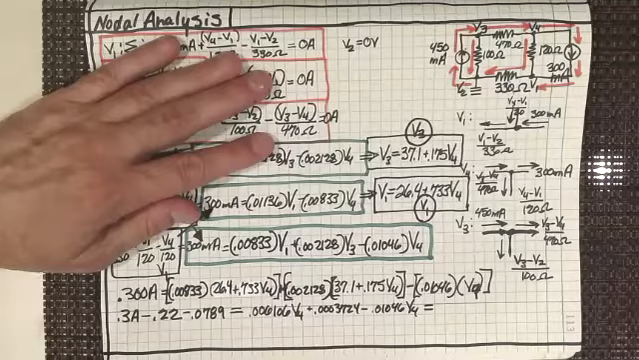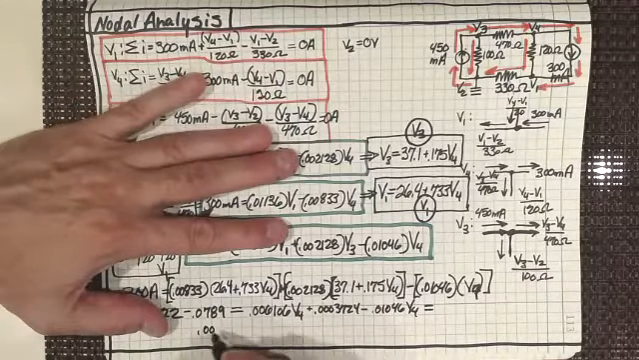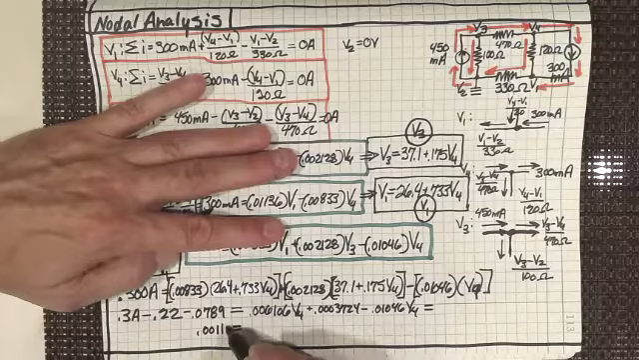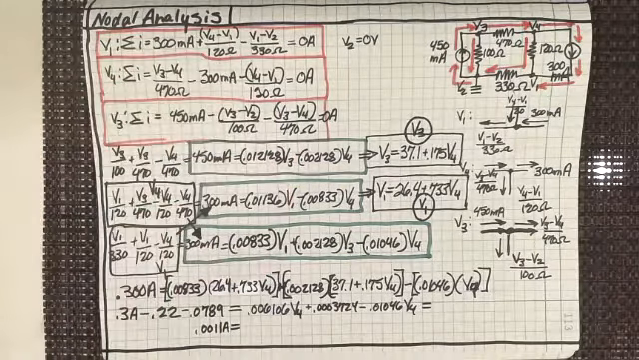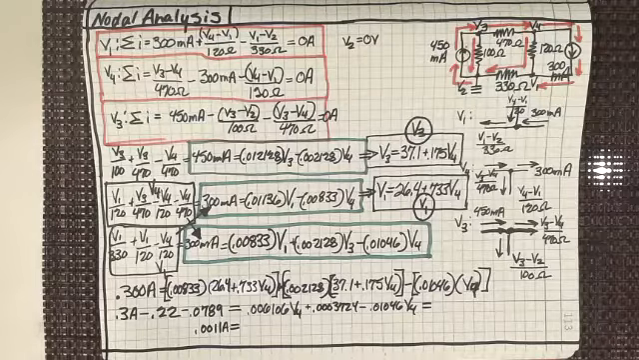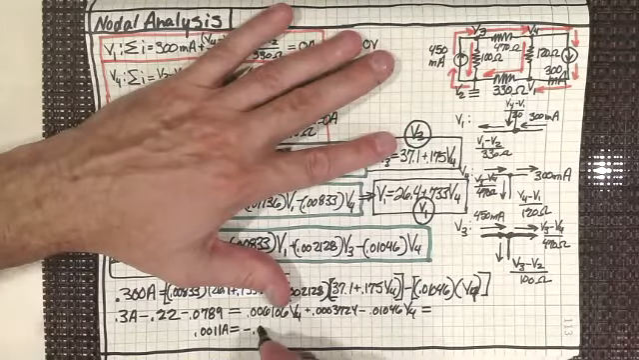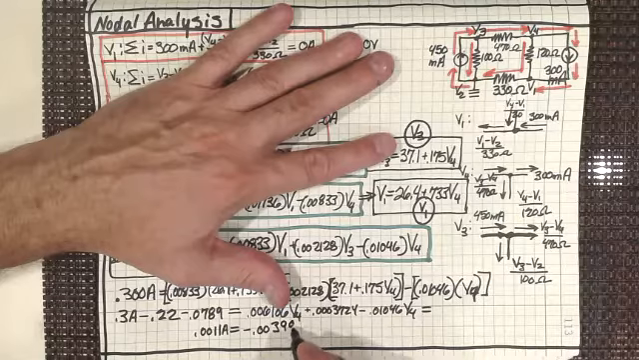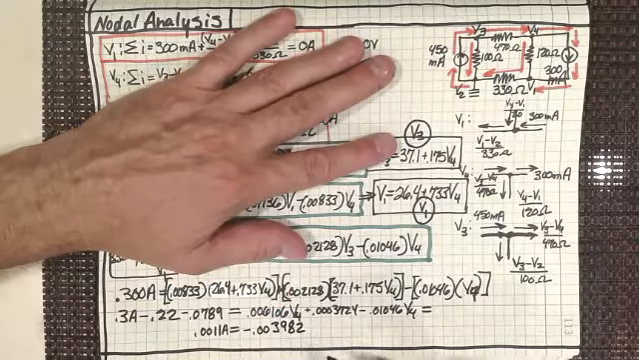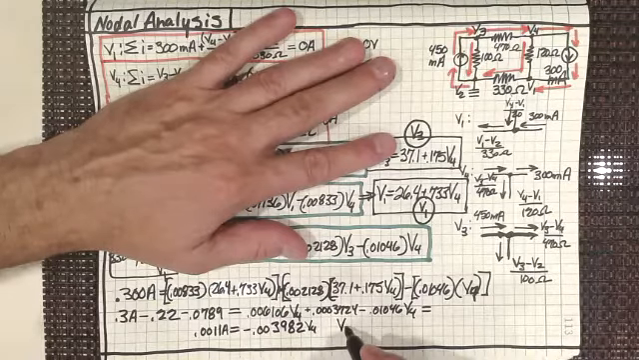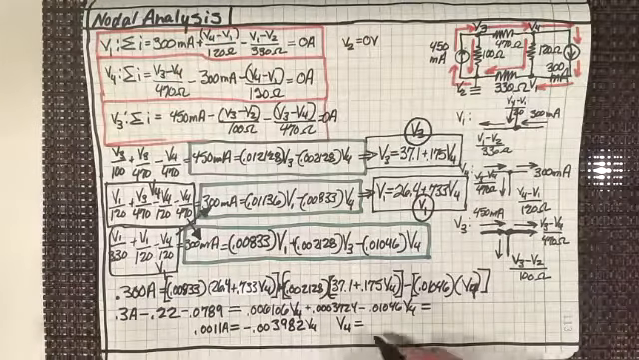So now I want to add up those V4s, and I want to add up this side. So 0.3 minus 0.22 minus 0.0789 gives me 0.0011 amps. And then on the other side of the equation, I get 0.006106 plus 0.0003724 minus 0.01046, and that gives me minus 0.00398 V4. So V4 is going to be, it looks like, a very small negative number.